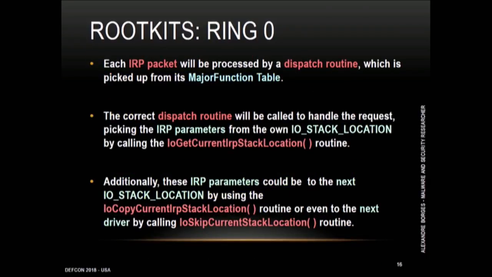All communications in the driver stack are done by using IRP packets. And each IRP packet is processed by a dispatch routine that's retrieved from the major function table. The IRP parameters are retrieved from the IO stack location by using the function IoGetCurrentIrpStackLocation. Additionally, it's possible to pass down the IRP parameters to the next layer by using IoSkipCurrentIrpStackLocation, or copy them by using IoCopyCurrentIrpStackLocationToNext.